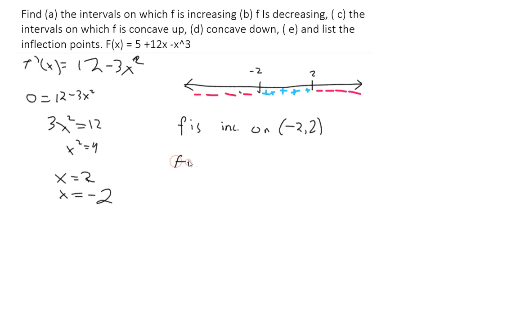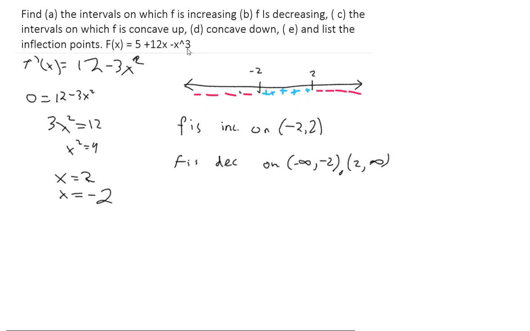And then f is decreasing on negative infinity to negative 2 and also 2 to positive infinity. Okay, so that's A, B.